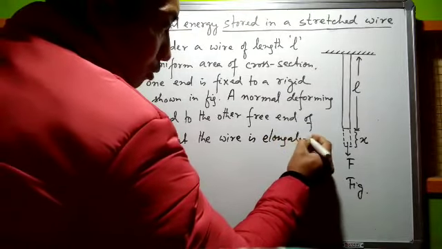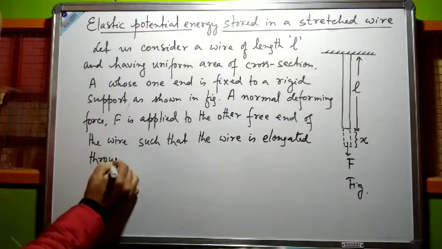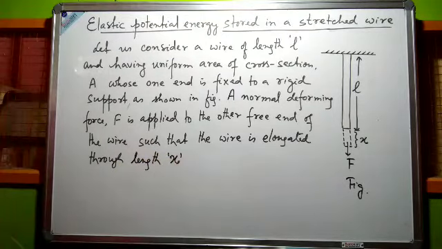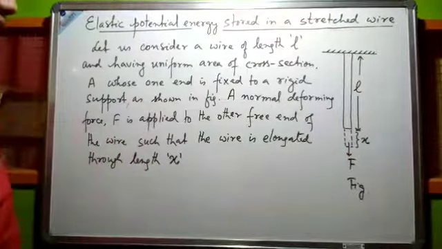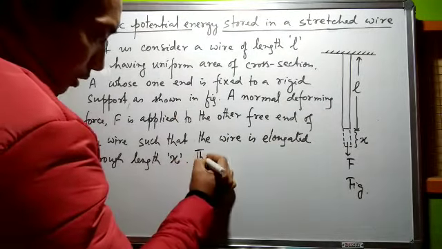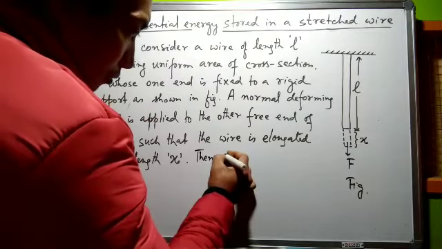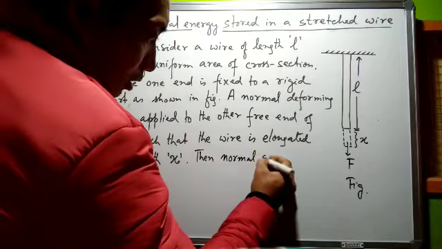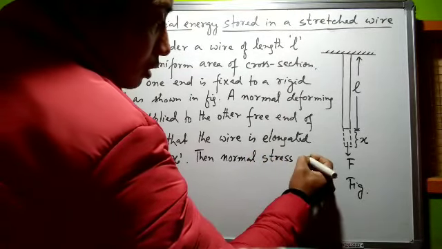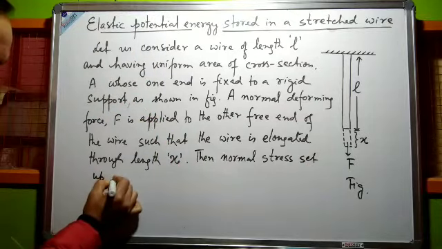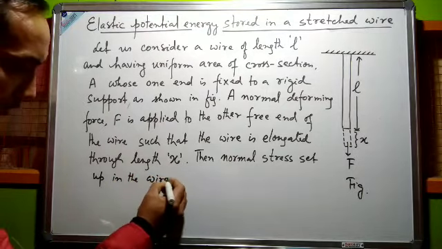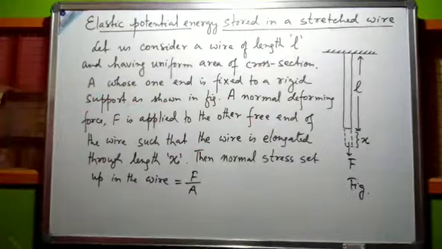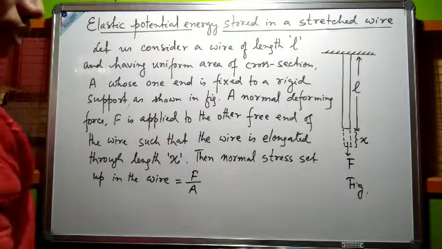The wire is elongated through length x. Then the normal stress set up in the wire is equal to the deforming force divided by area, F by A. And the longitudinal strain produced in the wire is the change in length divided by original length.